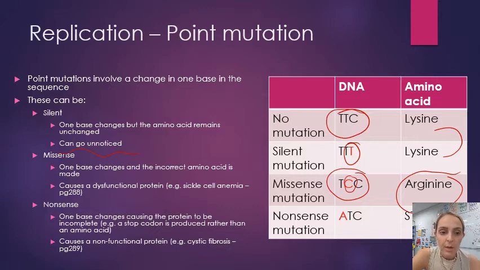The third type of point mutation is a nonsense mutation, and this is where again one base changes. In this case, we've got an A instead of a T, but instead of coding for an amino acid, it codes for something different like a stop codon. So in this case, the protein is going to stop being produced, which could mean that it is very much incomplete. So in this case, the protein will be non-functional, and this is what happens in things like cystic fibrosis.